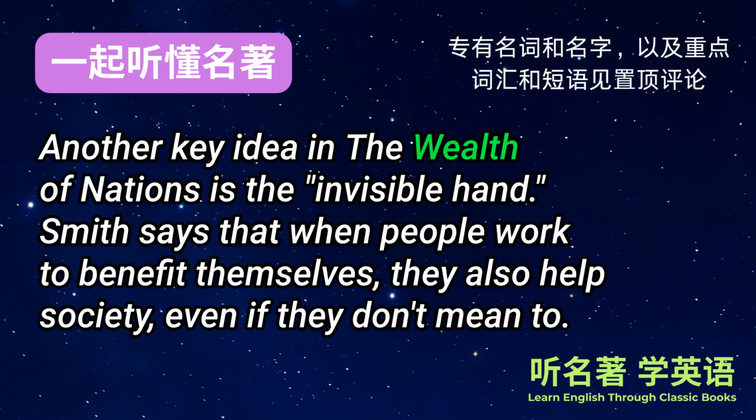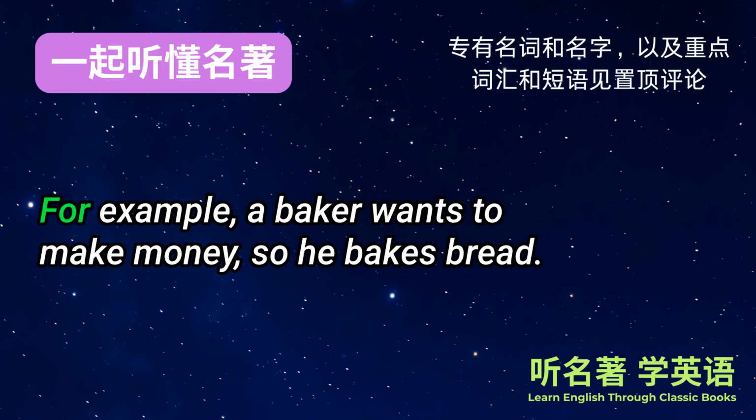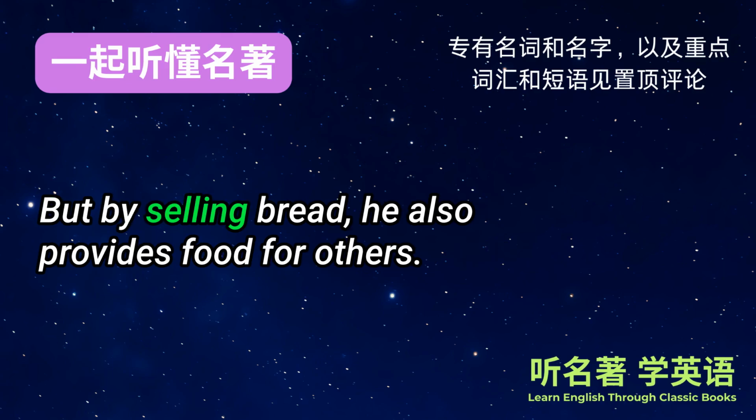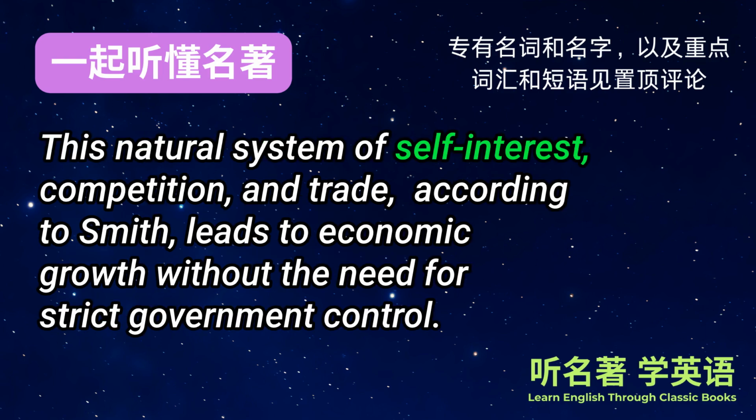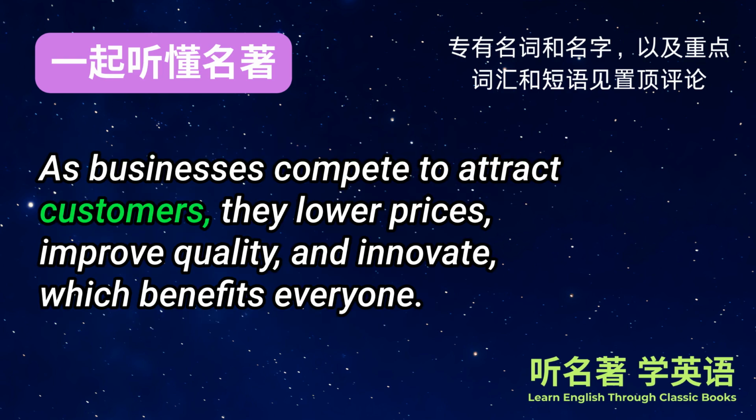Another key idea in The Wealth of Nations is the invisible hand. Smith says that when people work to benefit themselves, they also help society, even if they don't mean to. For example, a baker wants to make money, so he bakes bread. But by selling bread, he also provides food for others. This natural system of self-interest, competition, and trade, according to Smith, leads to economic growth without the need for strict government control. As businesses compete to attract customers, they lower prices, improve quality, and innovate, which benefits everyone.